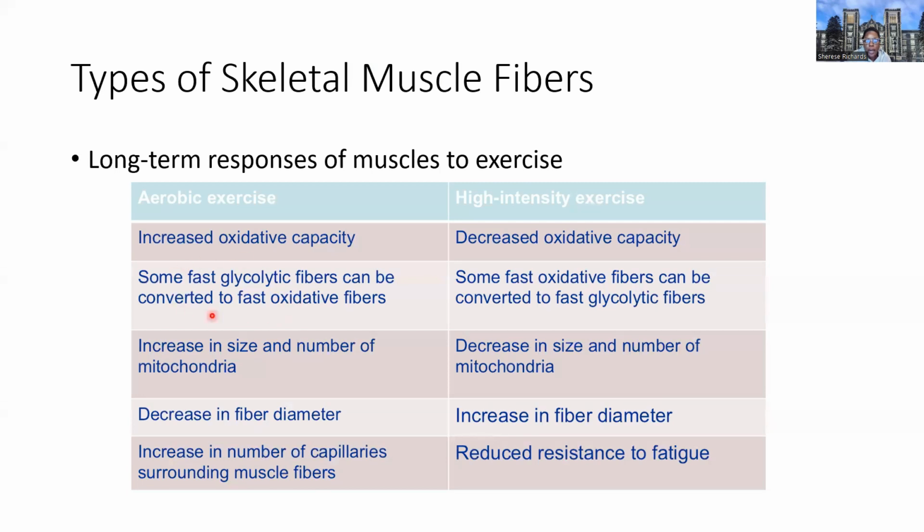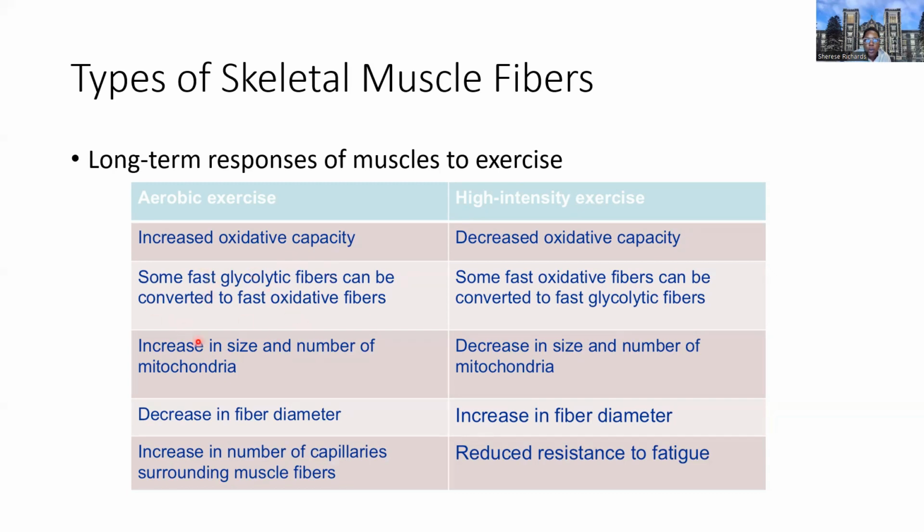And I do want to just point out while I'm on this, sort of a short tangent, but we can convert fast glycolytic to become fast oxidative. You can convert a muscle to become oxidative or glycolytic. You cannot convert a fast muscle to become slow. So the fast versus slow, that is permanent. But the glycolytic versus oxidative, you can condition your muscles to be more reliant on one versus the other.